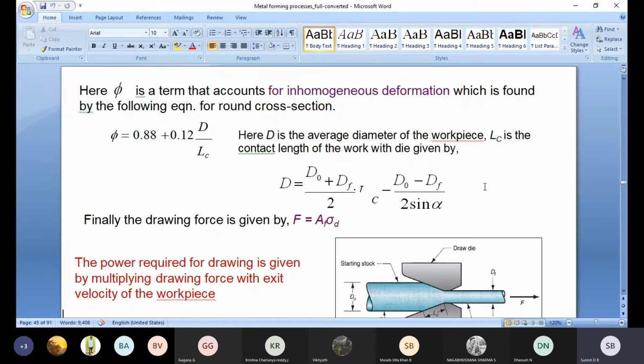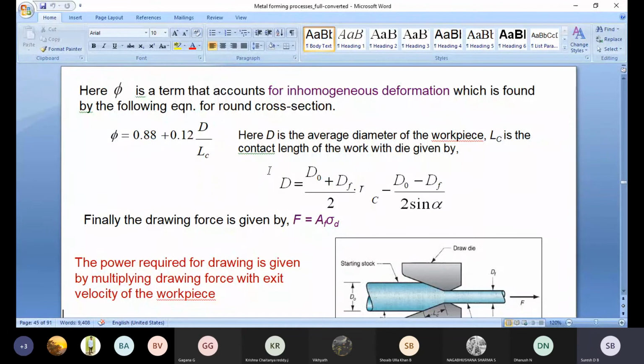Sin alpha, it is very difficult to find the average diameter by using this particular formula. When you are finding the average diameter by using this formula, you know the original diameter, you know the final diameter, and you know the die angle. By using this formula only, you can find out the average diameter.